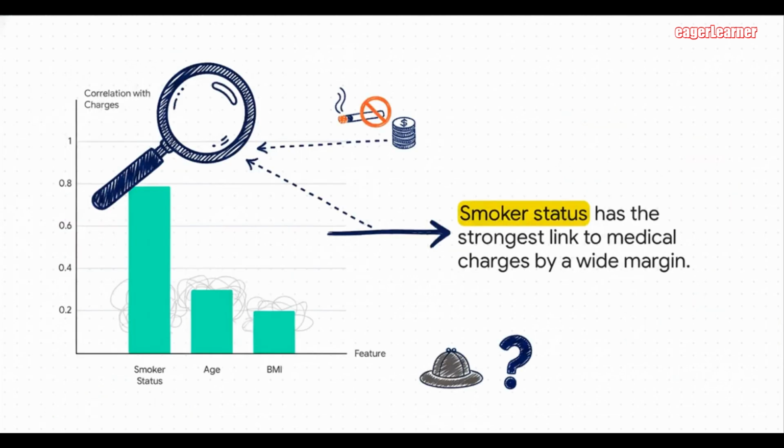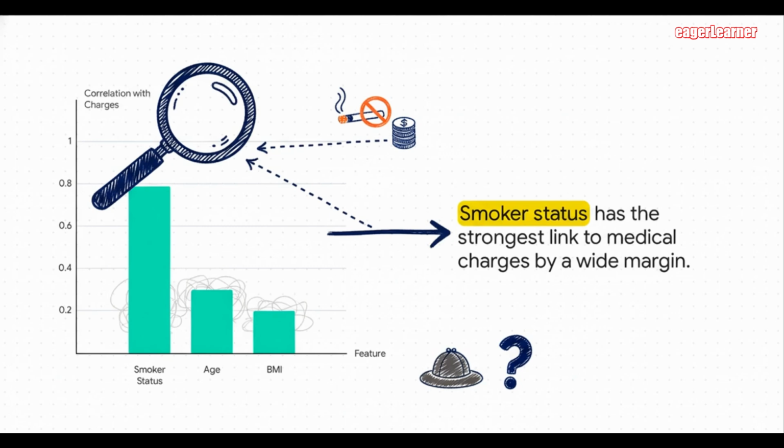You know, we can actually put a number on how strong these clues are. It's a thing called correlation. Just think of it like a score from 0 to 1 that tells you how tightly two things are connected. And would you look at that? Being a smoker has a huge score, a 0.79. It's super strongly linked to higher costs. Age and BMI, yeah, they're related, but their link is way, way weaker.